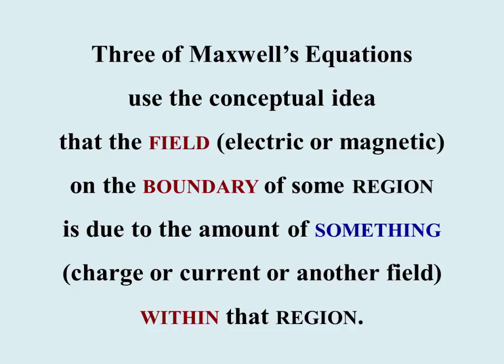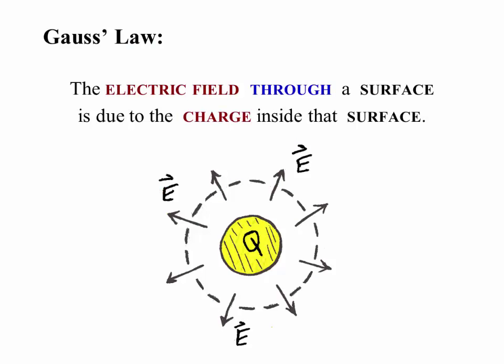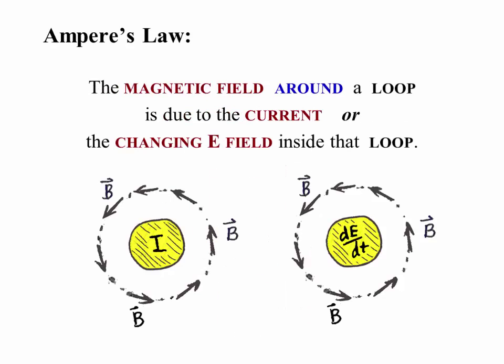the boundary of some region, which could be a volume or an area, is due to the amount of something, charge or current or another field, within that region, that is, within the volume or the area of that region. For example, Gauss's law, the first one that we encounter and the one that we're working on when you see this for the first time, says that the electric field through a closed surface is due to the charge in the volume enclosed by, that is, within that closed surface.